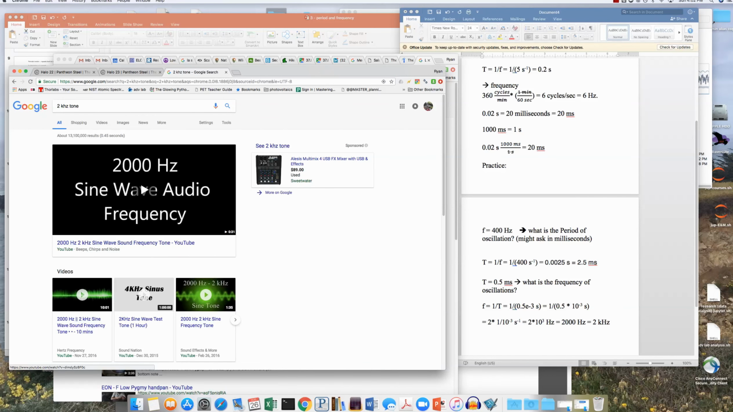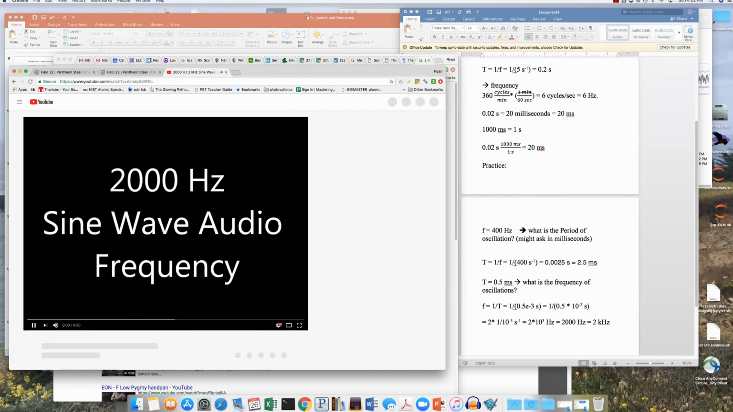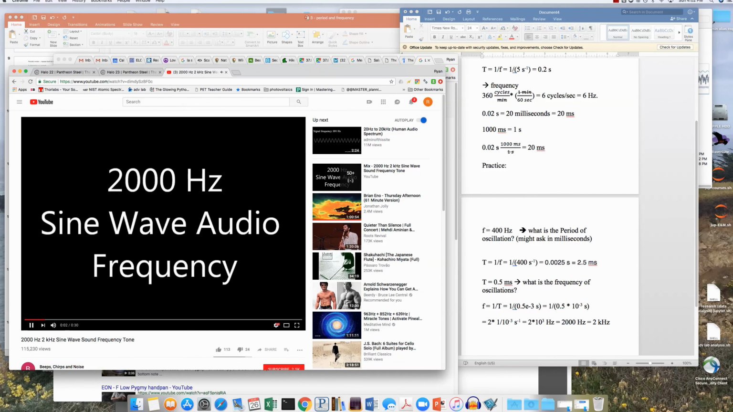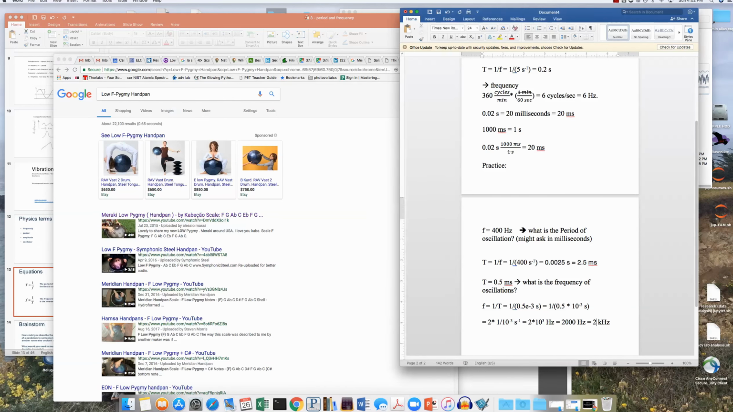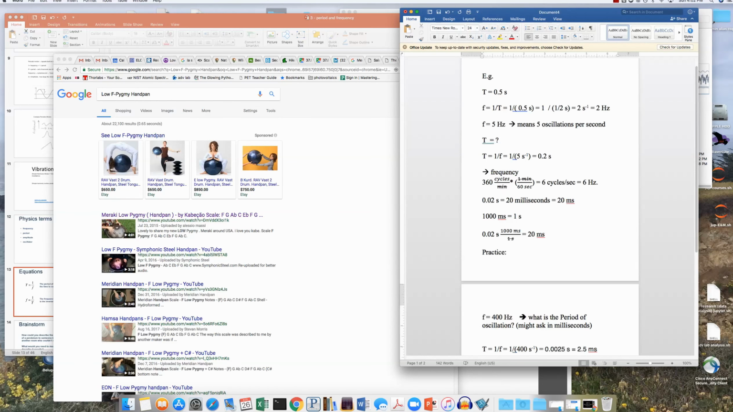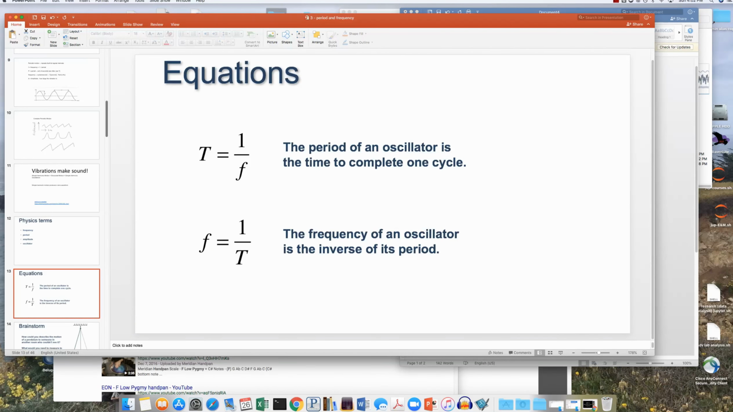Anything that says 2,000 hertz here, we can usually look up a lot of these things online and they'll play it for it. Do you think it's a high pitch or a low pitch? Let's try. So this is a 2,000 hertz or 2 kilohertz sine wave. I recognize it's a little bit annoying, but nonetheless, I think it's good to hear what that actually sounds like.